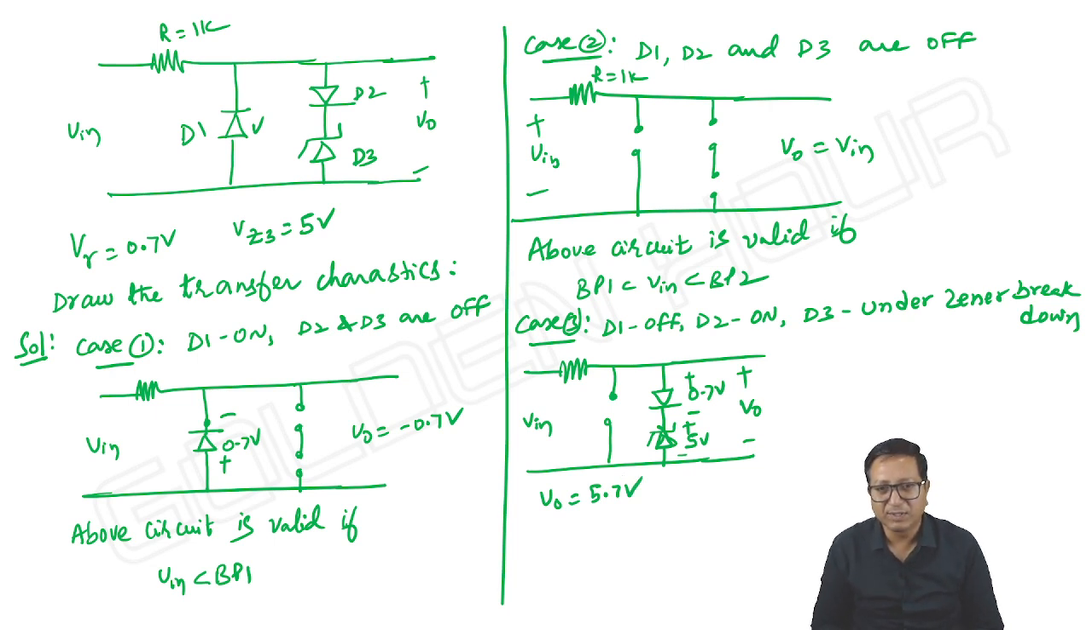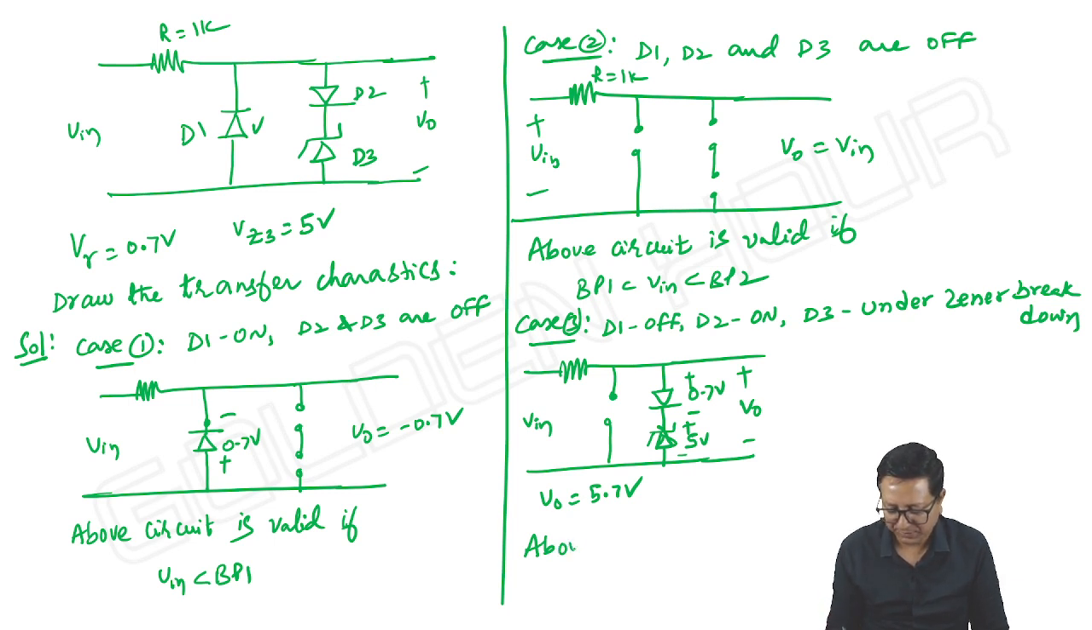And how long is this valid? This is valid for input greater than breakpoint. If the input is greater than 5.7, then it is the same only. So maybe 6 volts, 7 volts, 8 volts, 9 volts, and more like that.